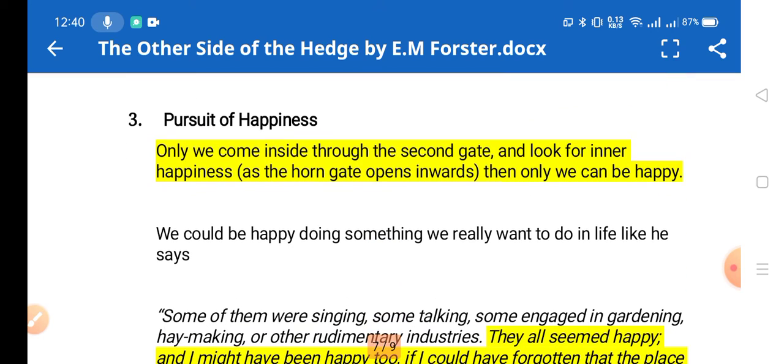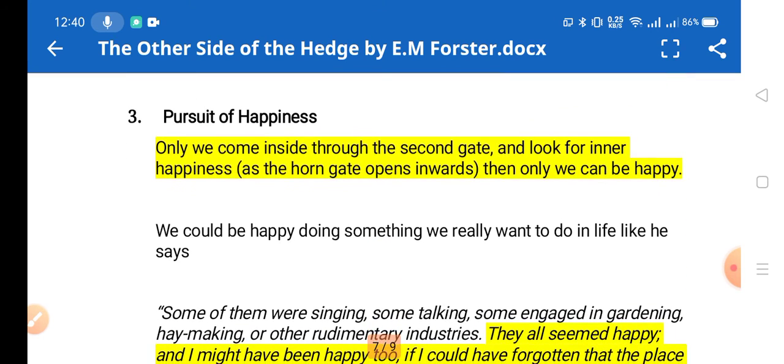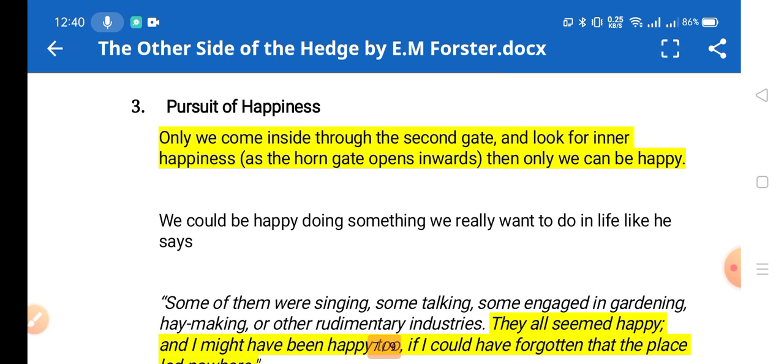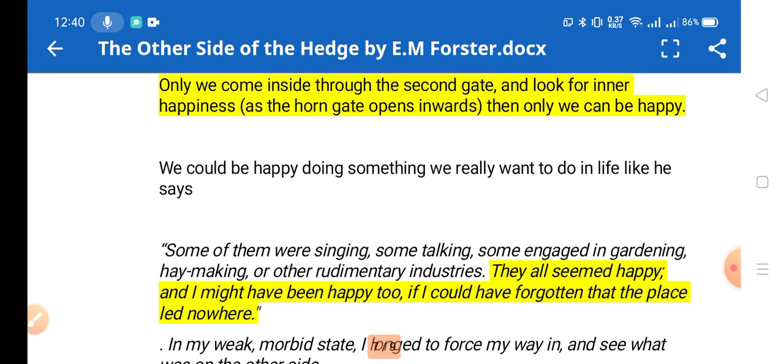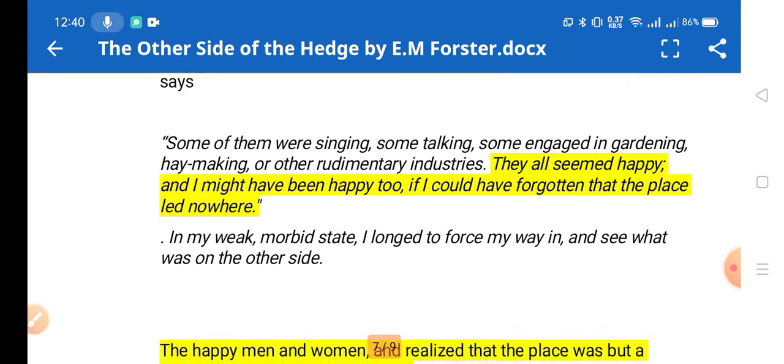And the third theme is the theme of happiness. The pursuit of happiness is there. So he was not satisfied when he was on the road, and he was to move to the other side of the hedge to seek happiness. Maybe he finds some peace or happiness over there. So he discussed that only when we come inside through the second gate and look for inner happiness, only then can we be happy.